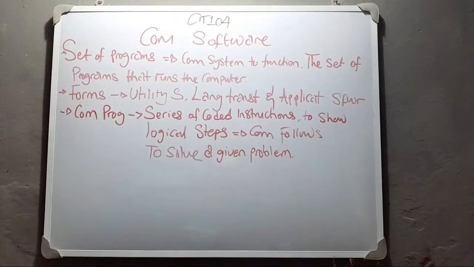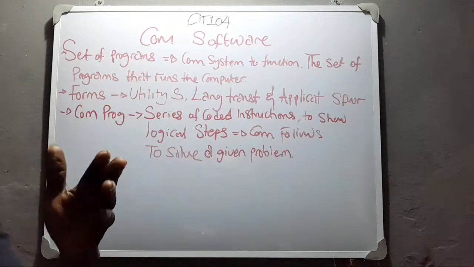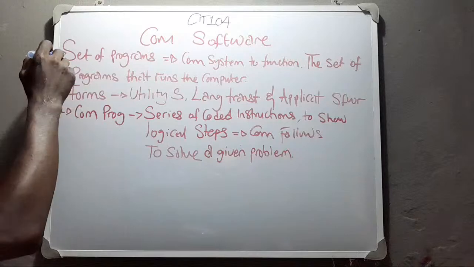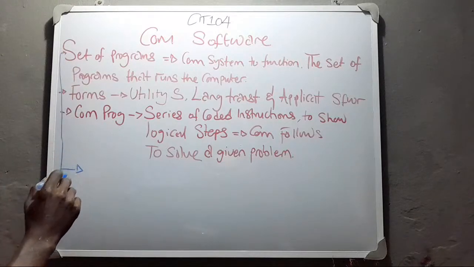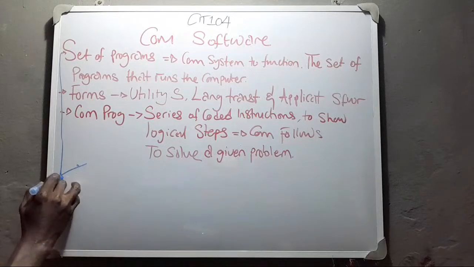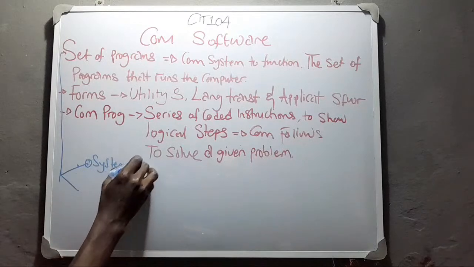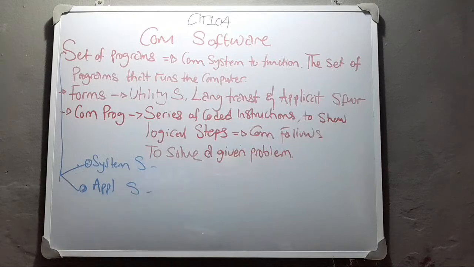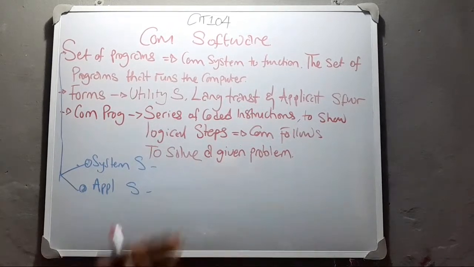Okay, now classification of computer software. The computer software could be divided into two major groups, namely system software and application software. Okay, now application software is the computer software. Let's be on the same page. Now about system software. System software is referred to as the suites of programs that facilitate optimal use of the hardware system.